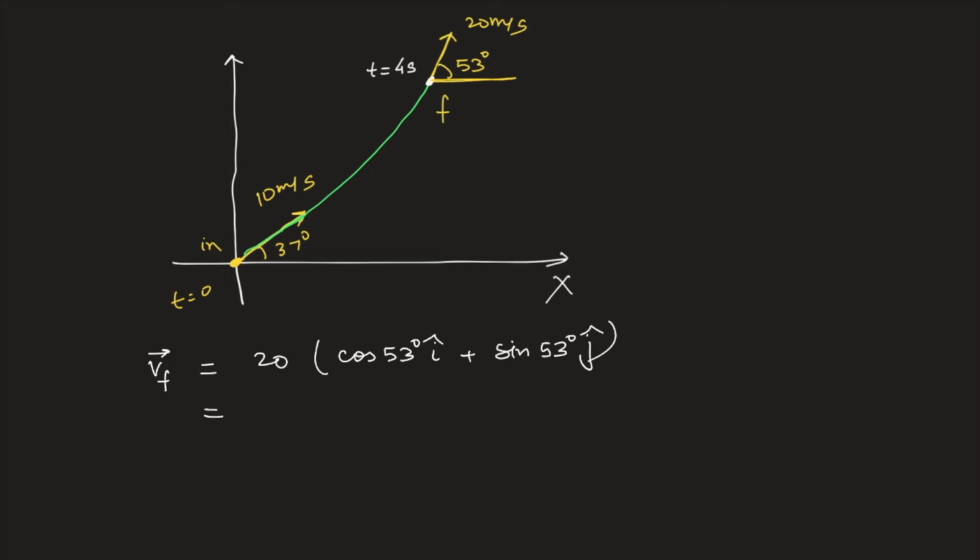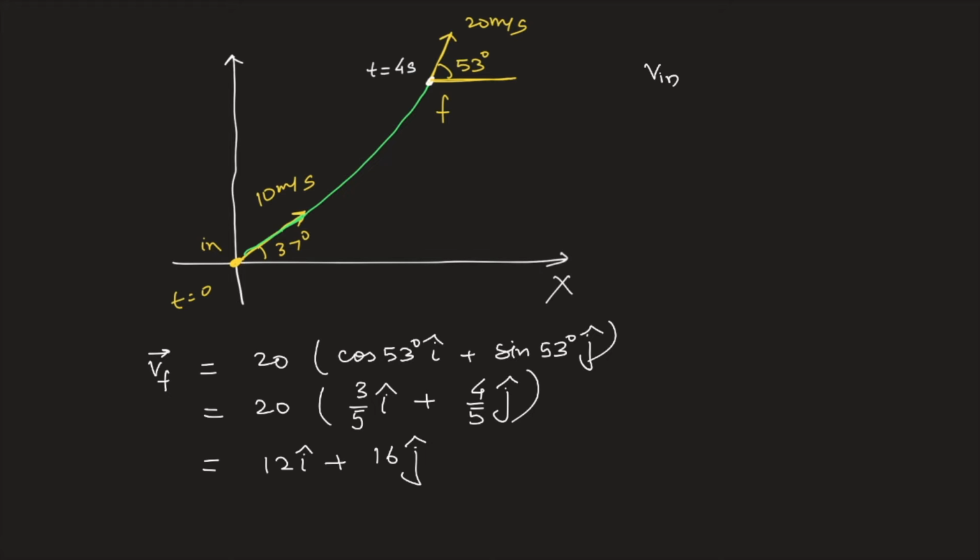So cos 53, I don't know if you know this, but in case you don't, I want you to write it down and remember it, because it is generally used in IIT JEE exams and they don't give you the values. So cos 53 is given as 3 by 5 î, and sin 53 is 4 by 5 ĵ. So if you multiply this with 20, you will get 12 î plus 16 ĵ. I think that would be the final velocity.